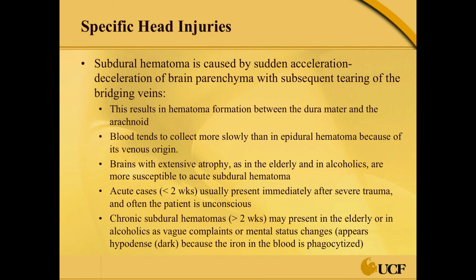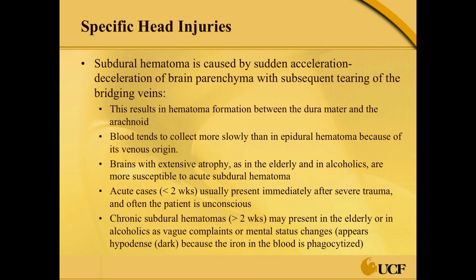Subdural hematomas are caused by a sudden acceleration deceleration of the brain parenchyma with tearing of the bridging veins. And this results in that hematoma formation between the dura and the arachnoid space. Or the arachnoid matter, I should say. Blood tends to collect more slowly than in an epidural, and that's because remember that an epidural is a tear in the middle meningeal artery, and we know arterial pressures are higher versus a subdural, I should say, which is more of a venous trickling, okay?